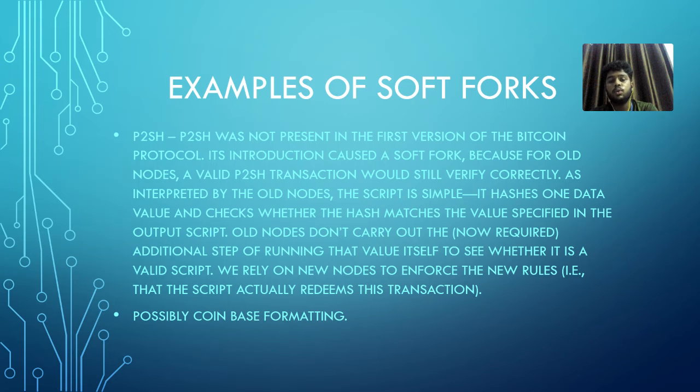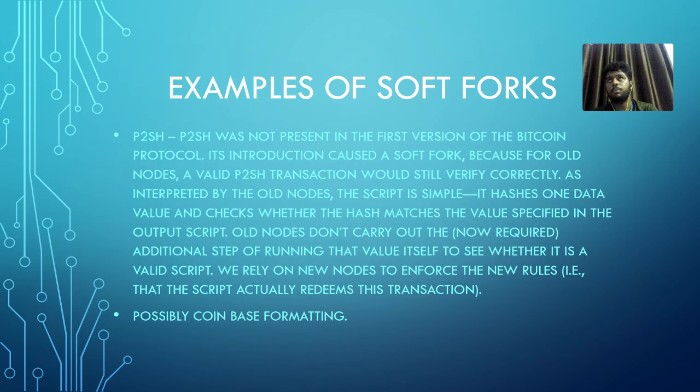And a node which is valid is going to be accepted in a few scenarios, which applies here in P2SH also. So there is an additional step of running that value itself to see whether it is a valid script. So we rely on new nodes to enforce the new rules. The script that actually redeems this transaction is going to be applied to the old node also.